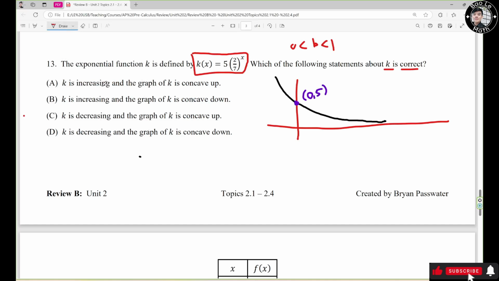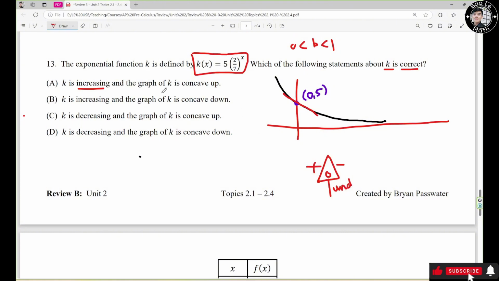Now, is k increasing? No, k is decreasing because the rate of change is negative. If you draw the tangent line of this guy, the rate of change is negative. Keep in mind, you have the Christmas tree trick. A positive rate of change is going to be something like this. A negative rate of change is going down like this. A rate of change of 0 is going to be a horizontal line. An undefined rate of change is going to be a vertical line right here.